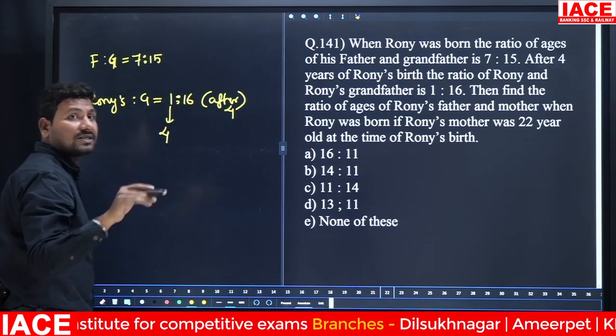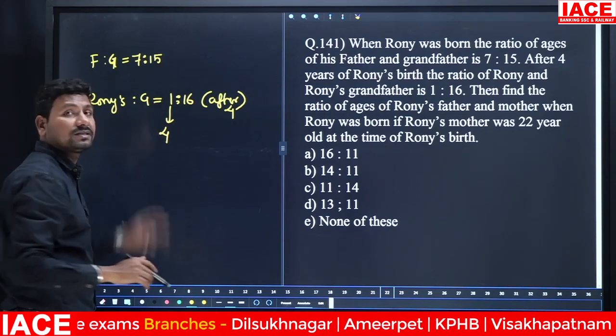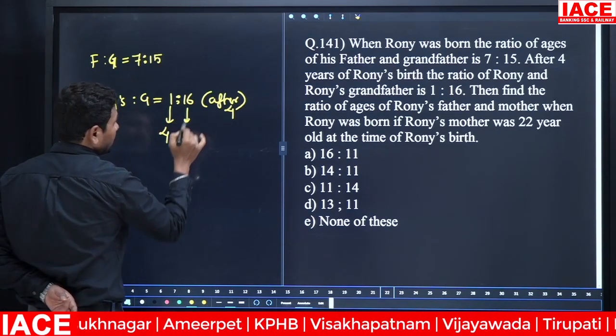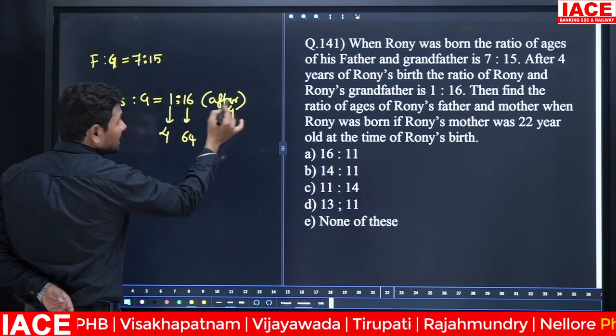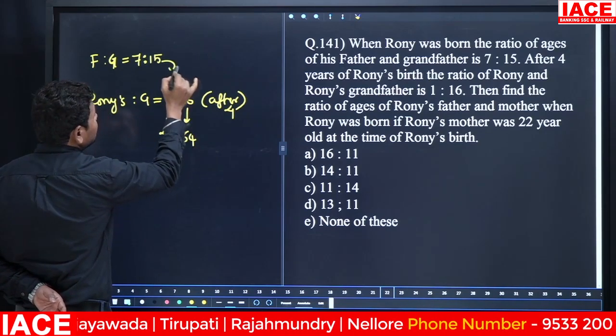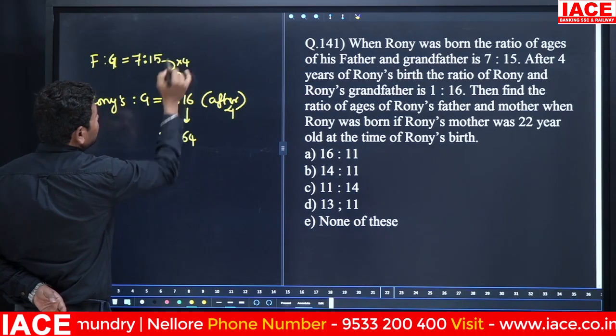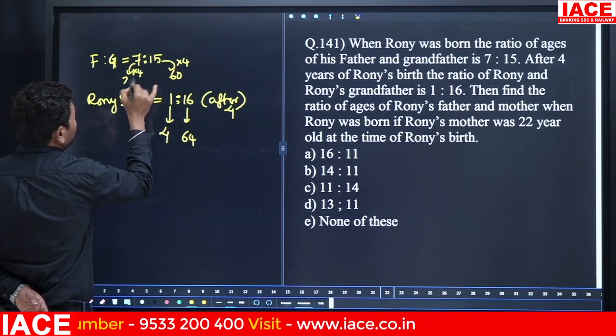Then after 4 years, on Roni's birthday, Roni's age became 4 years. One part is equal to 4 years, so 16 parts is equal to how much? 64 years. This is after 4 years, which means the grandfather's age is 60 years. Then 15 times 4 is 60. Then 7 times 4 is 28.